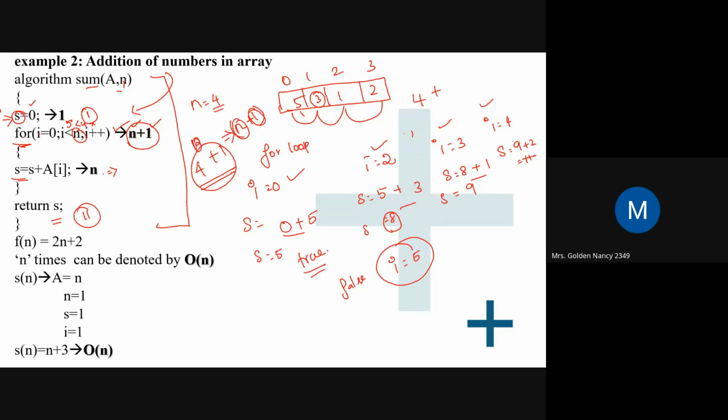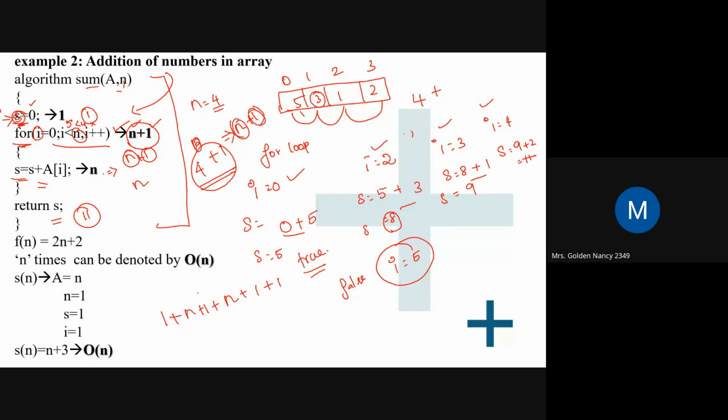So when S was initialized, it happened for 1 time. This loop worked for n plus 1 times, that is n true times and 1 false time. And the sum operation happened for n times. So totally 1 plus n plus 1 plus n. Similarly, you can also take I. The initialization of I happened for 1 time, and you would have initialized n as well, so that happened for 1 time.